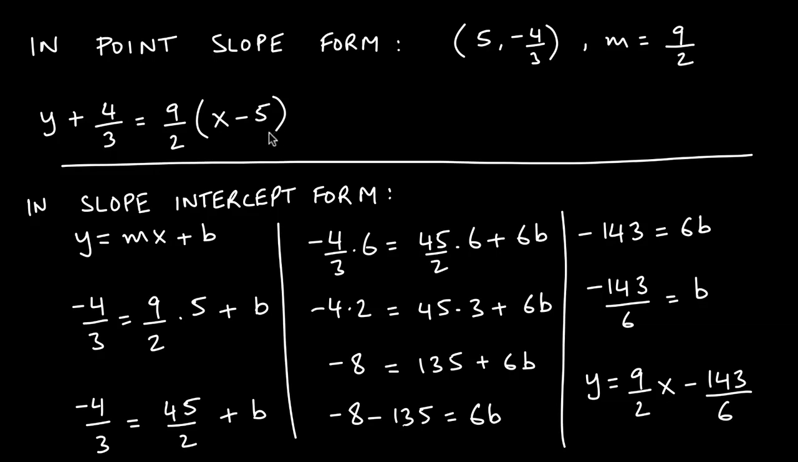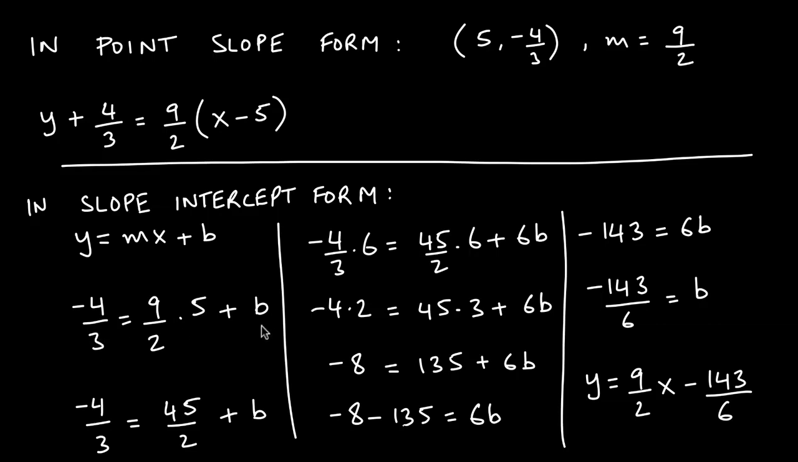Now, what happens if the question had asked for the answer in slope intercept form? Well, we can start with slope intercept form, just like we did with point slope form. We can start with y equals mx plus b. The y coordinate is negative 4/3, so I can substitute that there. M we know is 9/2, so that goes there. X, the x coordinate is 5, so we enter that there. And then b is what we always have to solve for whenever we use the slope intercept form. Not always, but most of the time, b is what's missing. We're usually given the slope and the coordinates of the point.